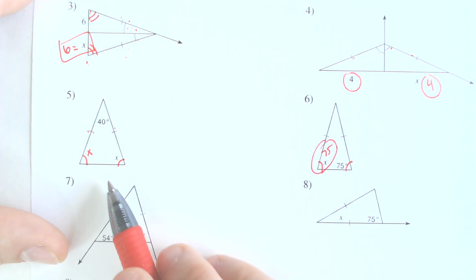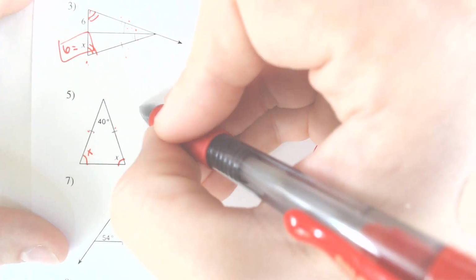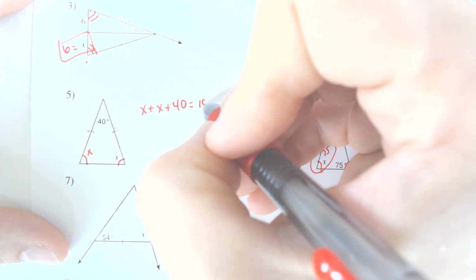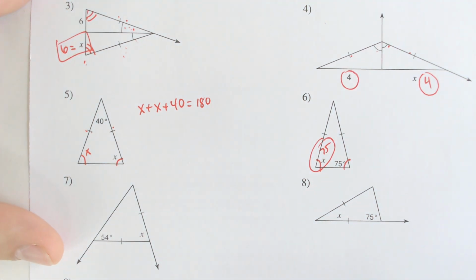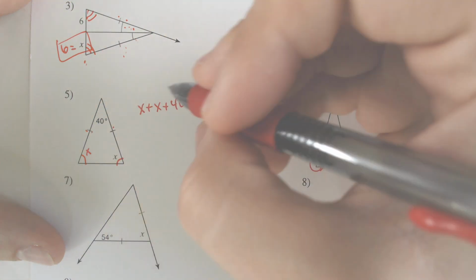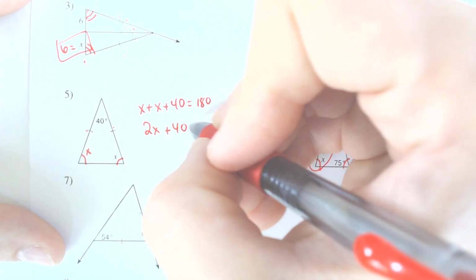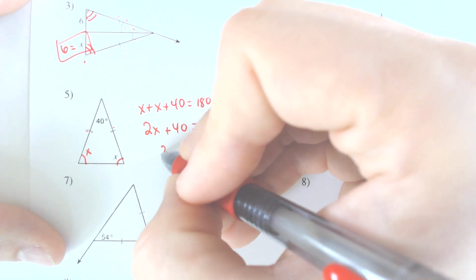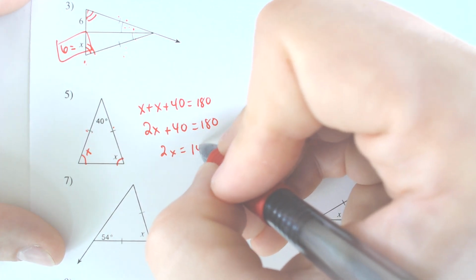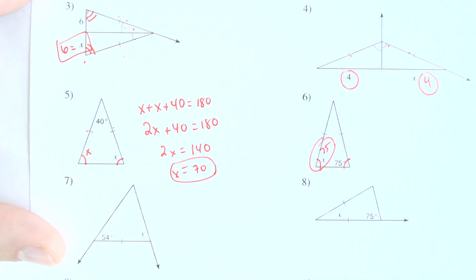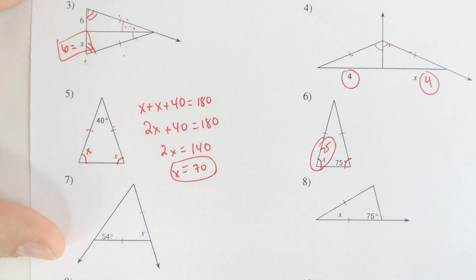That means that if this is x, that is also x. So that means that you have x plus x plus 40 is equal to 180, because all triangles add up angle-wise, not sides, to equal 180. Combine like terms, you get 2x plus 40 is equal to 180. Subtract the 40 over, you get 2x is equal to 140. And divide, you get x is equal to 70. Okay, so that's like the slower way to do it.